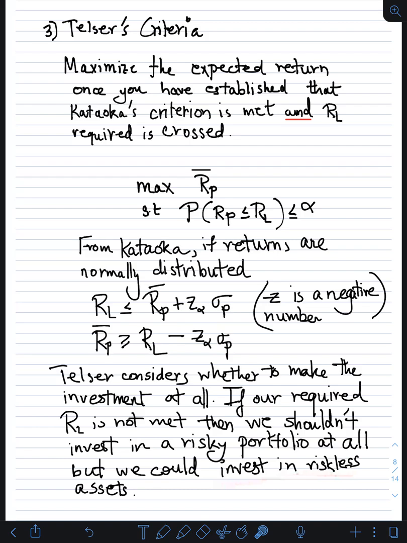So Telser, that's the next step between Roy, Kataoka, and Telser. Telser has taken it up to the next level. We're not just choosing portfolios even if we didn't want to invest. We're first going to decide, do we want to invest? And once we've made that decision, we can choose between the portfolios.